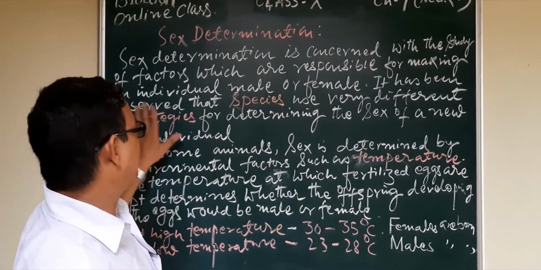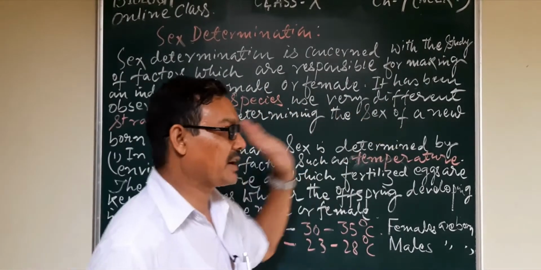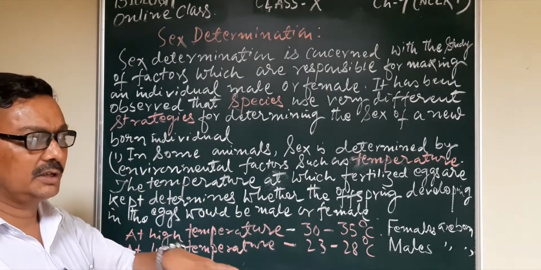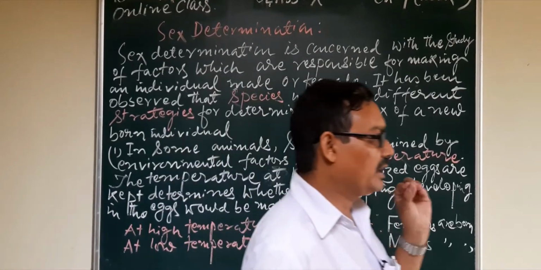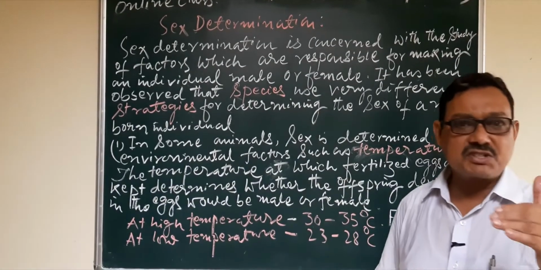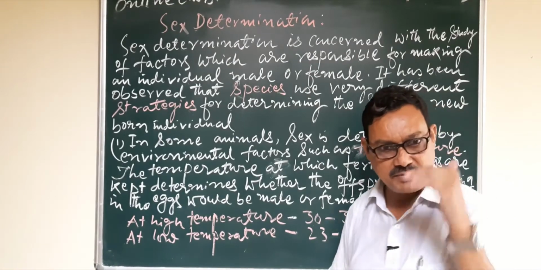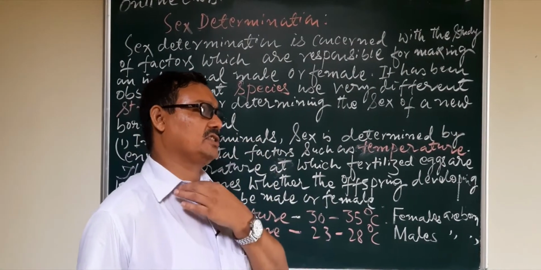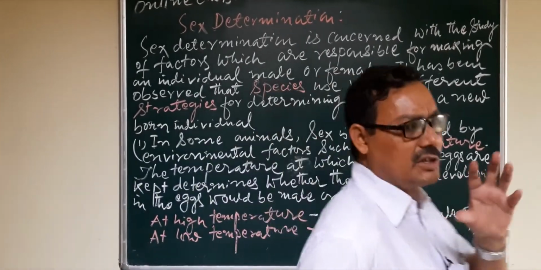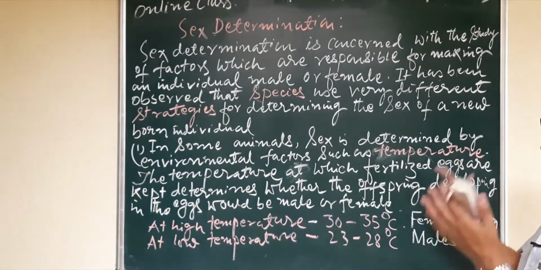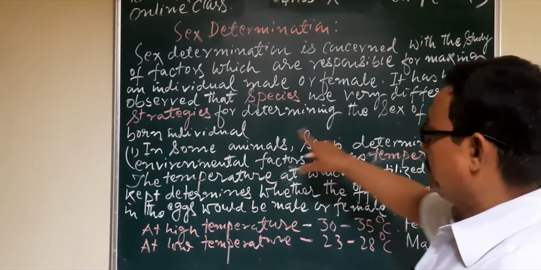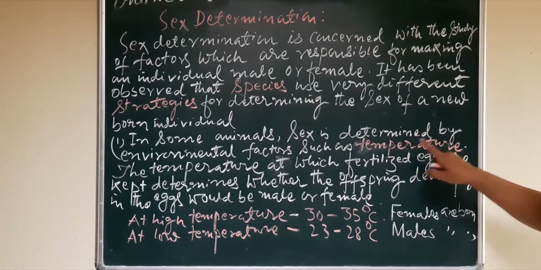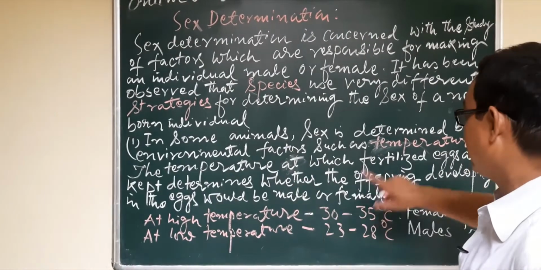It has been observed that species use very different strategies. That means in all the organisms, in all the animals, there is no any fixed strategy. There is no any specific, like in case of the human being, when we are talking about the sex determination, that is determined by the gene, but it is not true in all cases. Determining the sex of an animal, like there are some examples here. In some animals, sex is determined by environmental factors such as temperature.